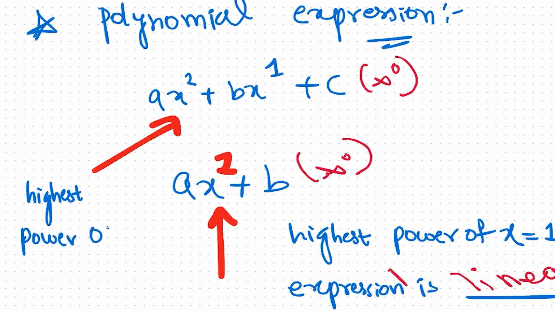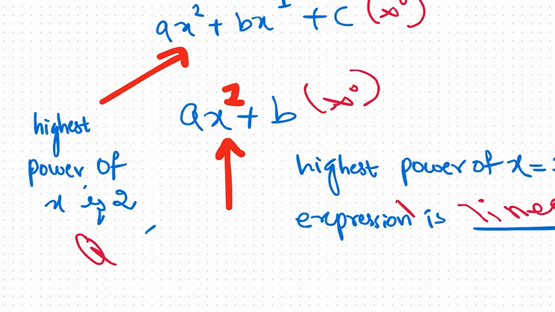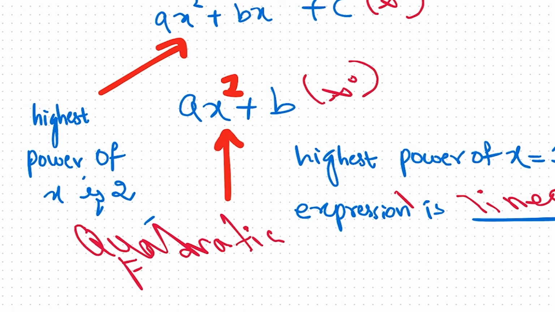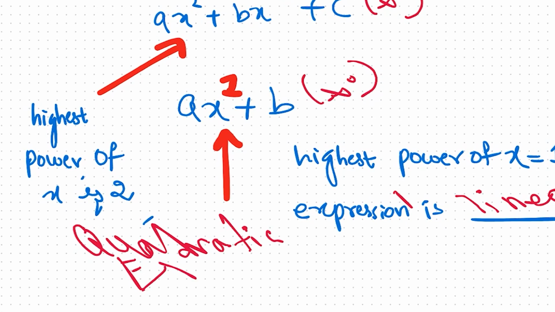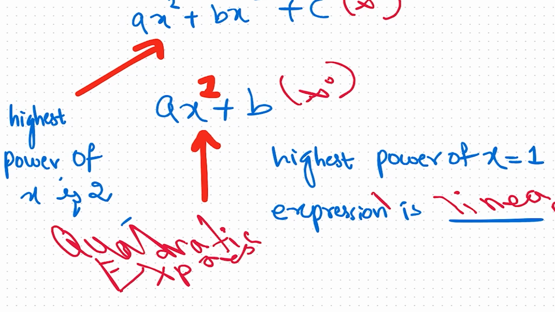Yes, linear. So if the highest power of x is 2, the expression is a quadratic expression. Okay, don't just leave quadratic. That is the main thing to understand. So can you guess what will be a cubic expression? Cubic expression. Highest power of x is 3.